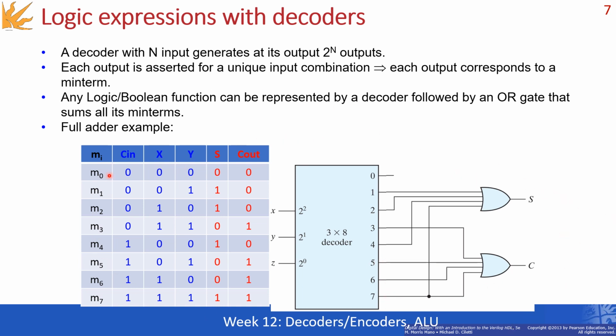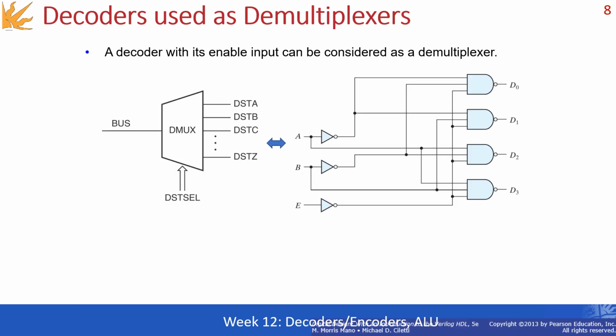Wrapping up everything together, with the simple example, we have verified that any logic function can be represented by a decoder followed by an OR gate that sums all of its minterms. In this case, we have 2 logic functions, one for the sum and one for the carry out. And we use the same decoder to implement them. As you may have noticed by now by yourselves, there is a resemblance between demultiplexers taught in the previous lecture and decoders. A decoder and its enabling bit can be considered as a demultiplexer.